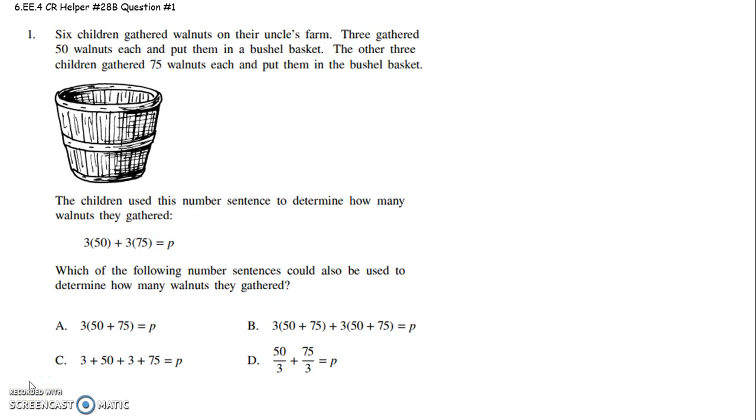6th graders, this is to help you with question 1 on CR 28, version B. It says 6 children gathered walnuts on their uncle's farm. 3 gathered 50 walnuts each, then put them in the bushel basket. The other 3 gathered 75 walnuts each and put them in the bushel basket. The children used this number sentence to determine how many walnuts gathered.